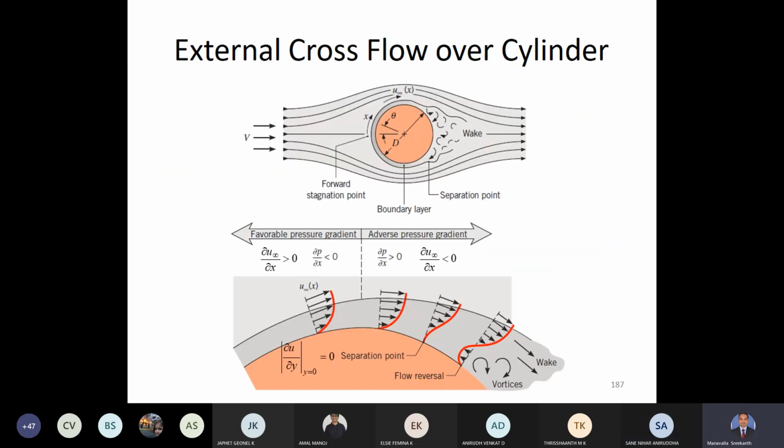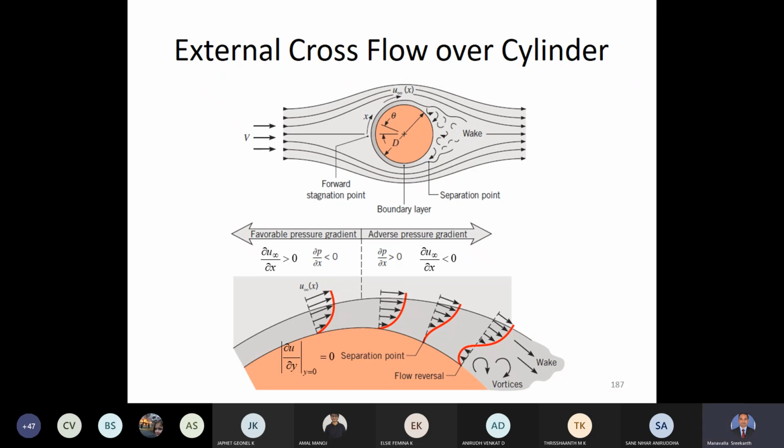Now we'll come to flow over non-flat surfaces, flow over cylinders, flow over spheres, and so on. This also is important because flow over cylindrical surfaces is something you will see when you deal with heat exchangers. In heat exchangers, especially the shell and tube heat exchangers, on the shell side, fluid flows over the tubes. So that's one application.